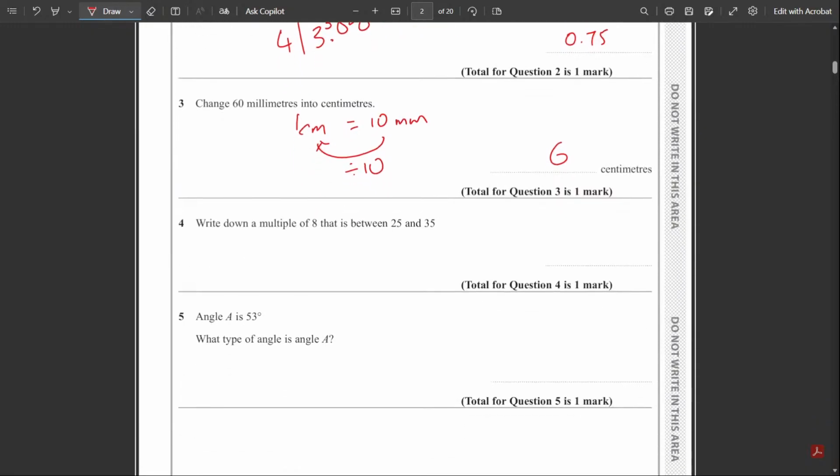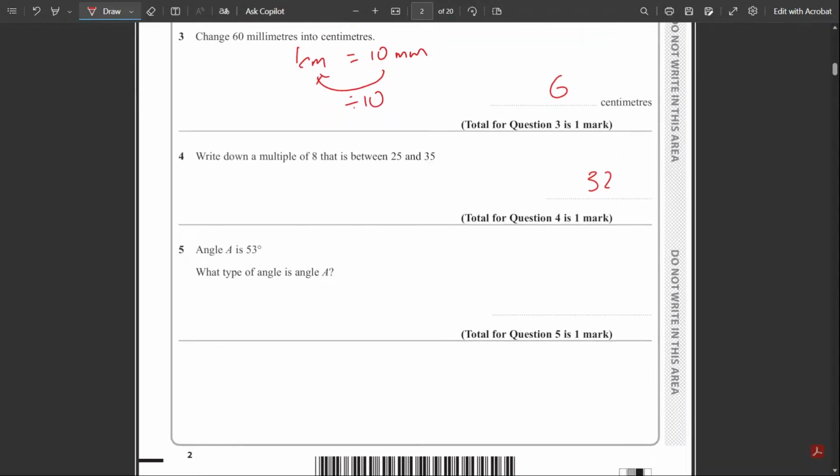Write down a multiple of 8 between 25 and 35. So 8 times 3 is 24 and 8 times 4 is 32. Angle A is 53 degrees. What type of angle is that? Anything less than 90 degrees is an acute angle. So we're going to say that's an acute angle.